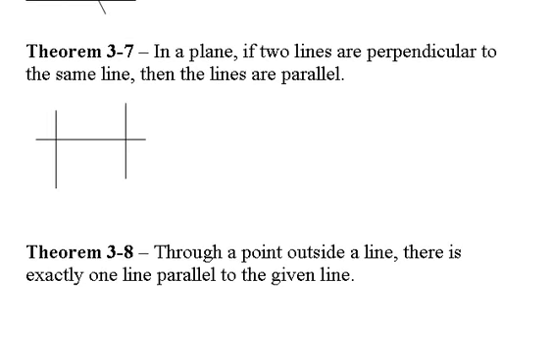Theorem 3.7 is another way to prove lines parallel, and that's to say that they're perpendicular to the same line. So if I have M and N, and this is a 90-degree angle, and this also is a 90-degree angle, I say, oh, this line right here is perpendicular to two different lines, so those lines are parallel. That's Theorem 3.7.